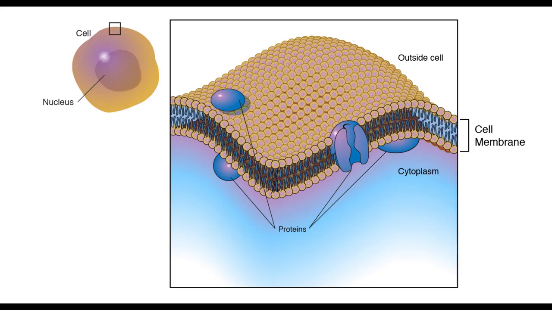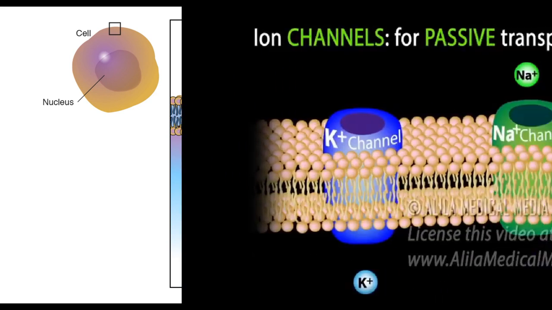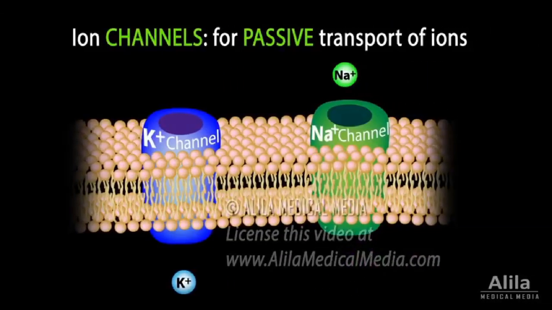Ivermectin works by affecting transport across cell membranes. There are selectively permeable openings in cell membranes that allow movement between the inside and outside of the cell. Some of these are ion channels, which can be further classified into subcategories, which are succinctly explained in this video from Alila Medical Media. There is a link to the full video on the screen and in the description.